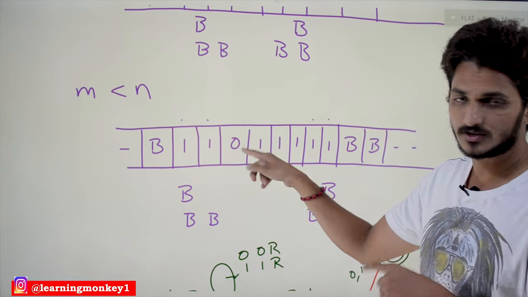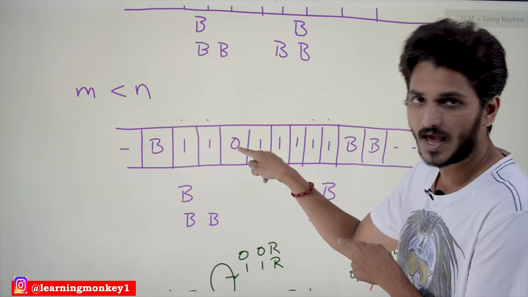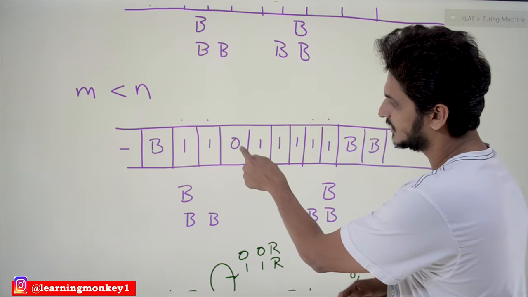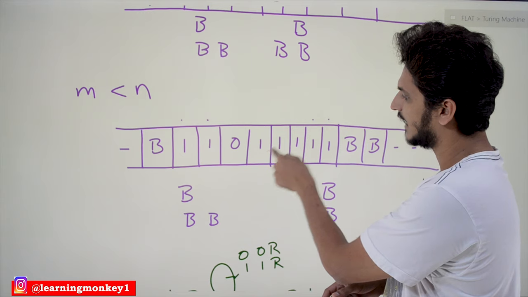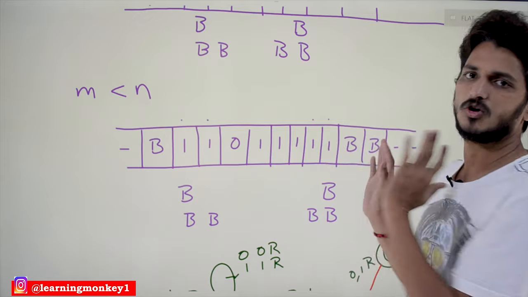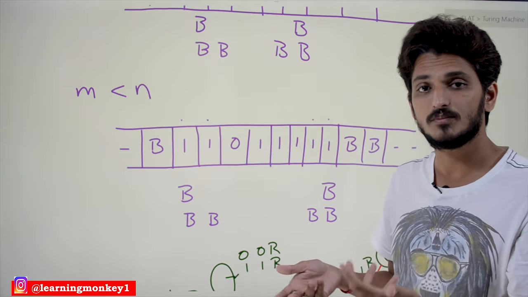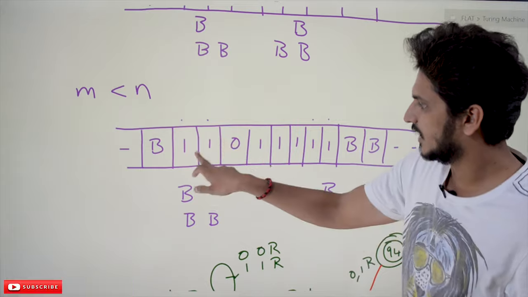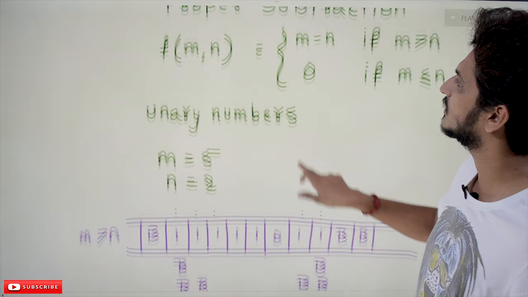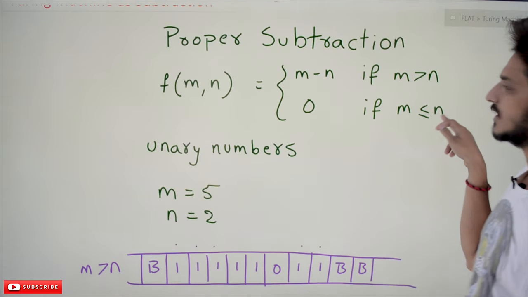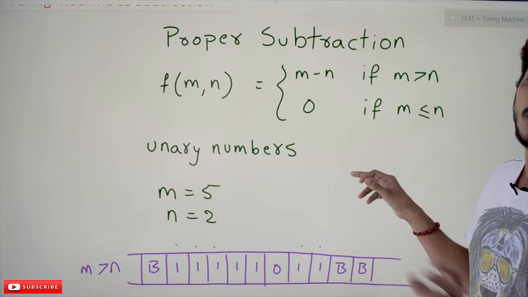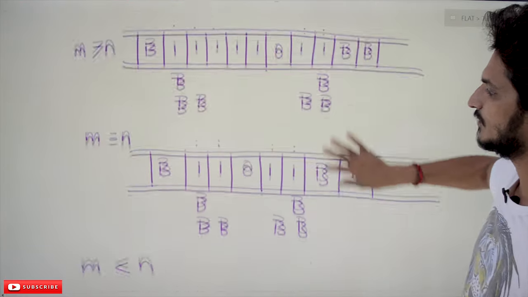Whenever it is less than, first whenever you found 0, convert this into blank. Convert next ones also, until you repeat this. If it is 0, blank. If it is 1, blank. Whenever you find blank, stop. Why are we converting all those numbers into blank? Because less number minus this. This is the operation, this is the function which we have written here, m minus n. If m less than or equal to n, we have to place 0. In order to place 0, we are converting all of them into blanks.